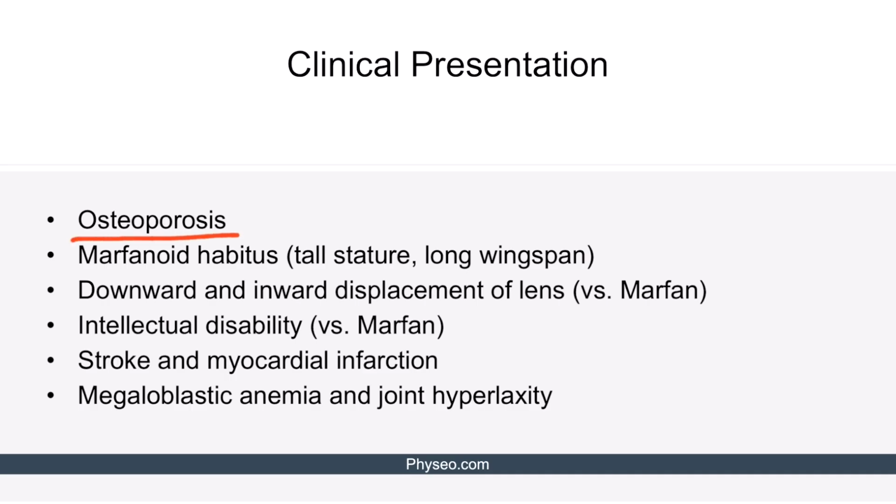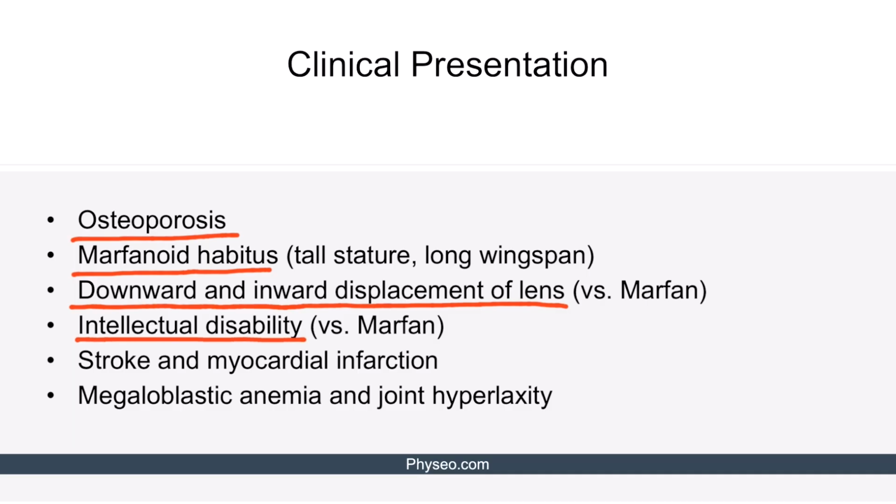These patients all have marfanoid habitus with features like tall stature, long wingspan, long arms, and decreased upper body to lower body ratio. Homocysteinuria is characterized by downward or inward displacement of the lens, in contrast to Marfan syndrome, characterized by upward and outward dislocation of the lens. Additionally, patients with homocysteinuria have intellectual disability, while those with Marfan syndrome do not.